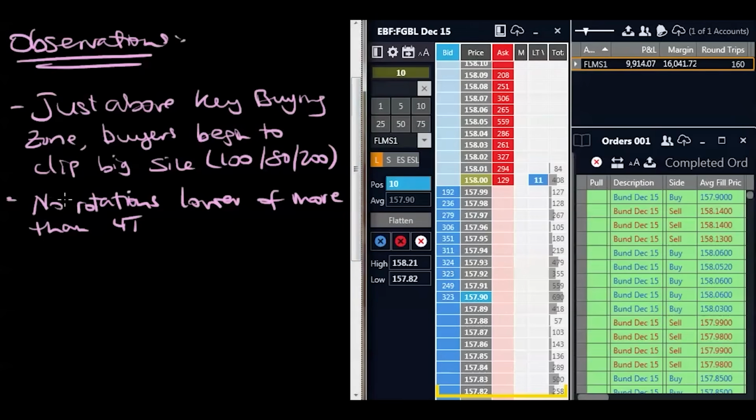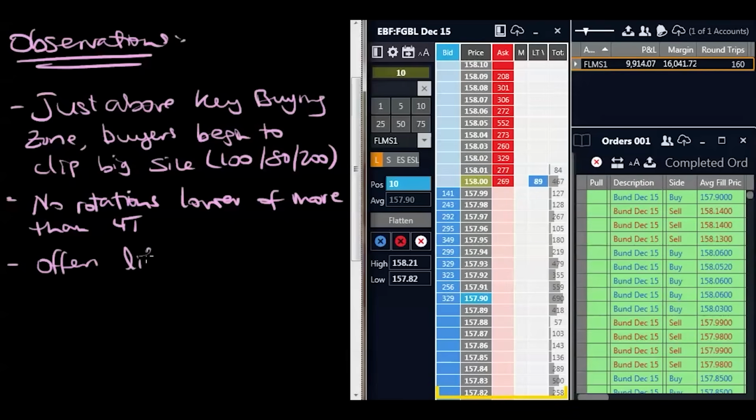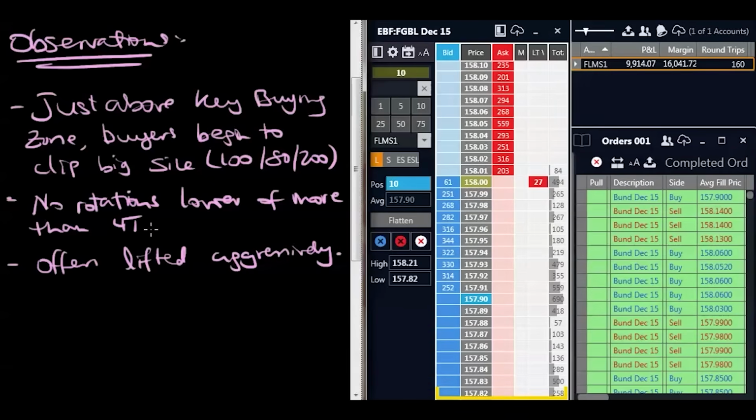When we got there, the auctioning was quick and swift. Offer after offer was lifted aggressively. These are the characteristics you want to be looking for if you're looking for a potential buy opportunity at a really good level, and you want to see good auctioning. That is ideal price action.